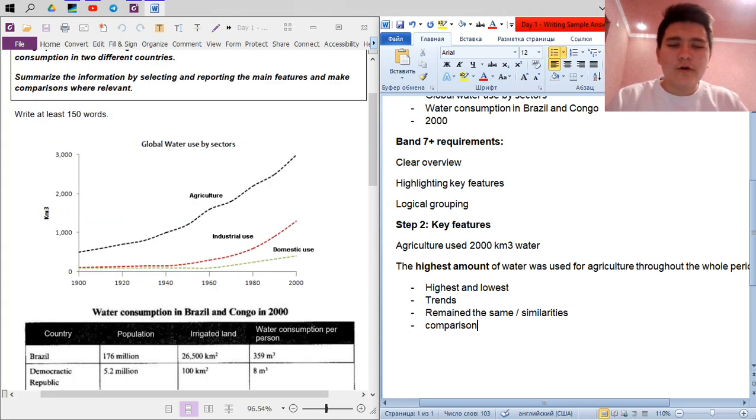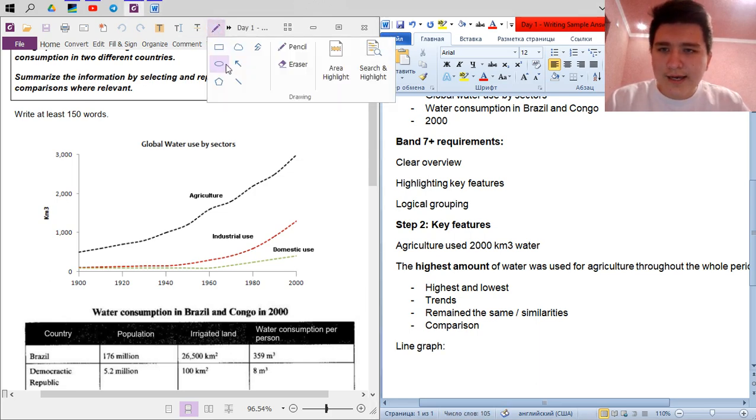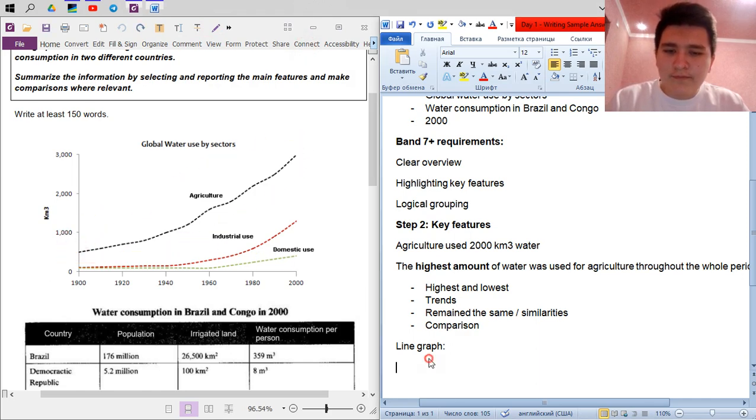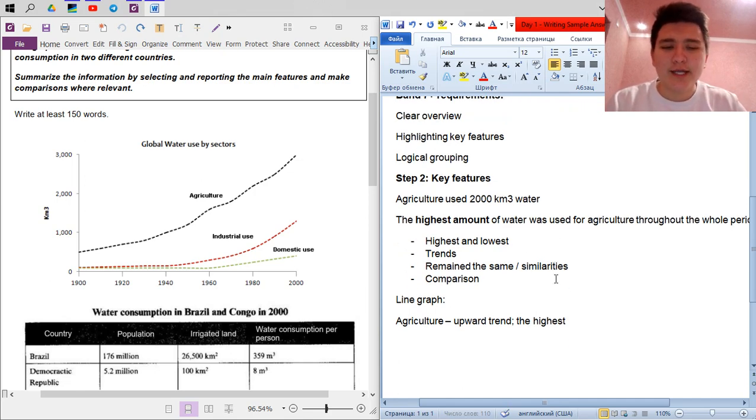Now, what are the highest and lowest for the line graph? For the line graph, let's try to do that now. As you can see, this is one key feature because it's increasing, right? One key feature is that upward trend for agriculture. How about we list all the key features? Agriculture represented an upward trend, right? It just increased the whole time, and also it was the highest, all right? It probably used the most water, right?